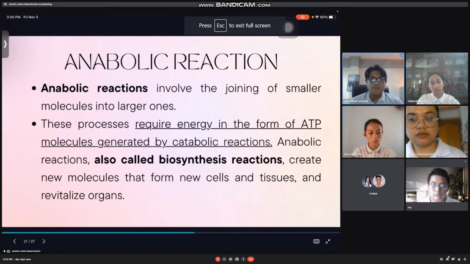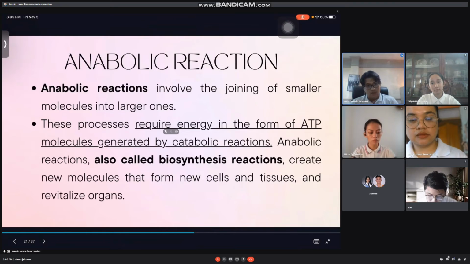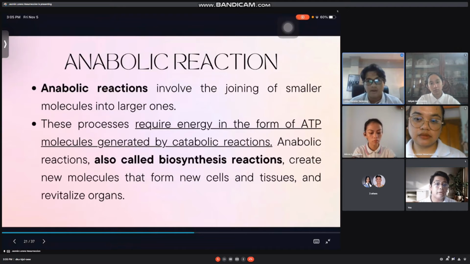All right, so anabolic reactions. This involves joining of smaller molecules into larger ones. These processes require energy in the form of ATP molecules generated by catabolic reactions. Anabolic reactions, also called biosynthesis reactions, create new molecules that form new cells and tissues and revitalize organs. So, in order for our body to create new cells or for new cells to grow in development, anabolic reaction is an important step in it. It also requires ATP, which were generated from the catabolic reactions. Okay, next slide.